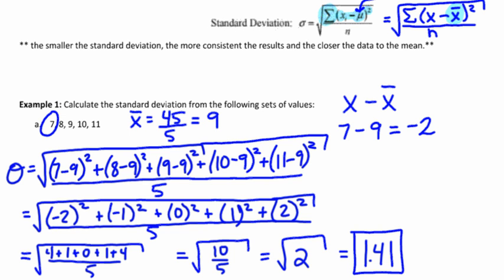So our standard deviation is 1.41, which is a smaller number, which tells us these numbers must be pretty close to around 9, all of them. None of them are too far away because we have a smaller standard deviation, which means the data is more consistent. It's closer to the mean.